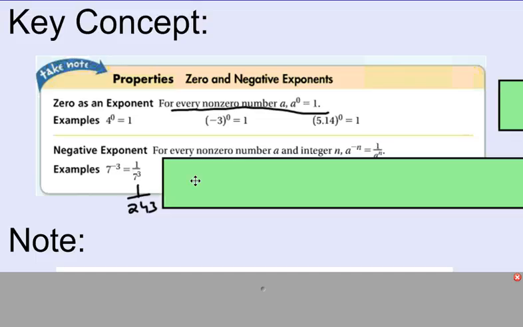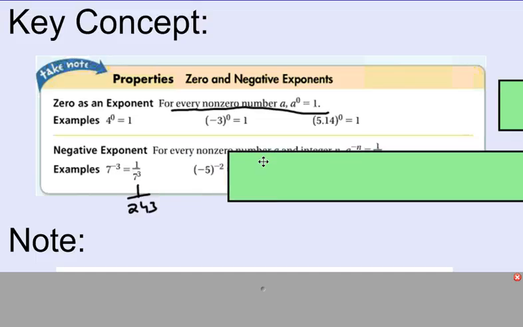Okay? Another example, we have negative 5 raised to the negative second power. Maybe you could have guessed it. To make it a positive power of 2, we just put this negative 5 raised to the power of 2 on the bottom, and 1 goes on top because there's nothing else there.